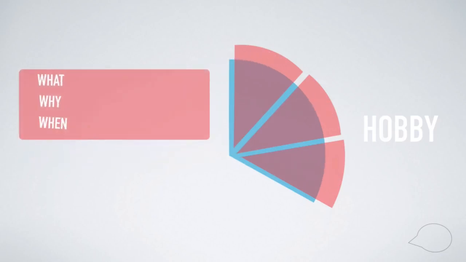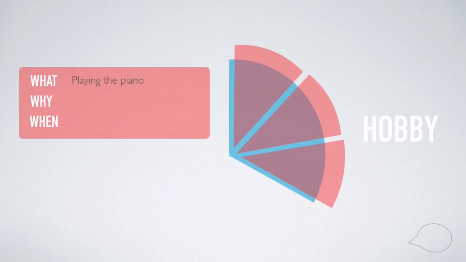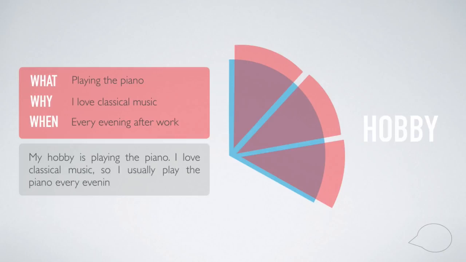So let's look at an example for Part 2. For what, we have playing the piano. For why, we have I love classical music. And for when, we have every evening after work. This is how Part 2 would sound. My hobby is playing the piano. I love classical music, so I usually play the piano every evening after work. This is also a very clear and concise way of introducing yourself for Part 2.